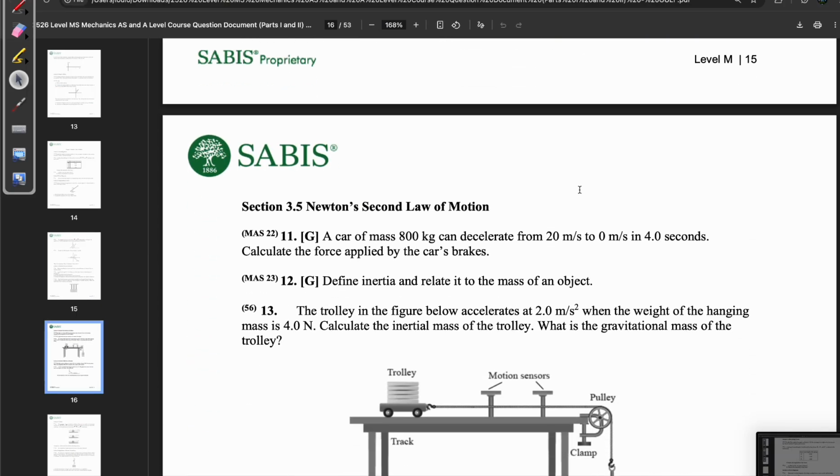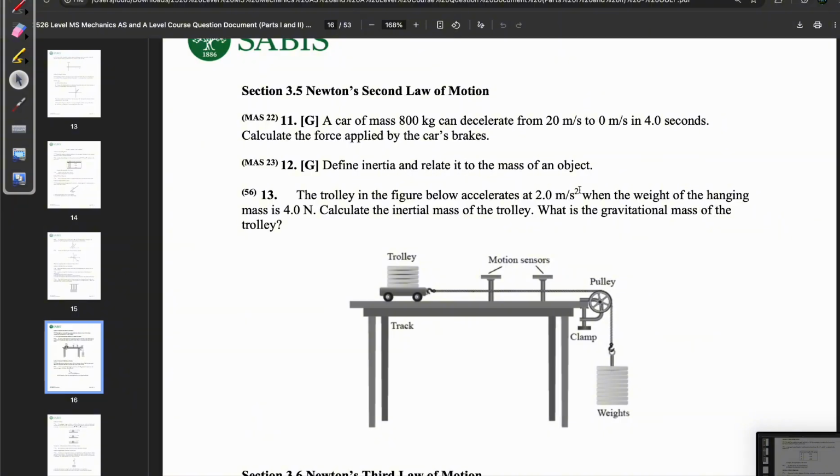Number 11. A car of mass 800 kilograms can decelerate from 20 meters per second to 0 meters per second in 40 seconds. Newton's second law is F equals ma. We have the mass, we just need to find the acceleration. To find the acceleration, we're going to do V final minus V initial over time. So 0 minus 20 over 4, which will give us negative 5.